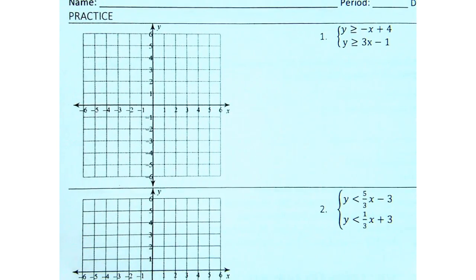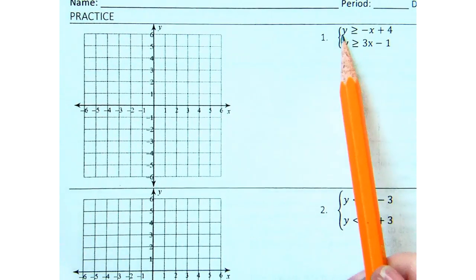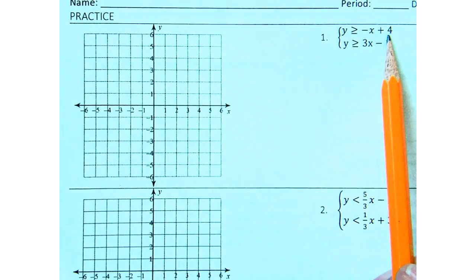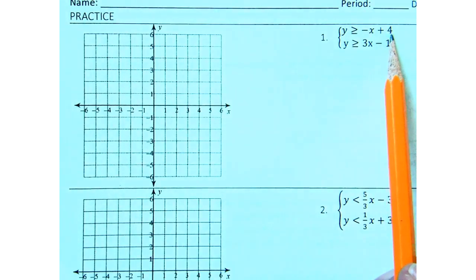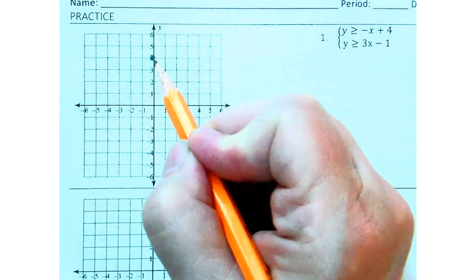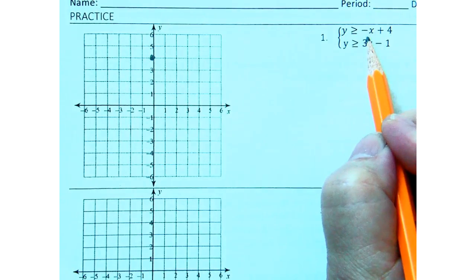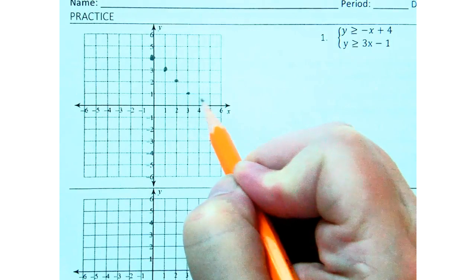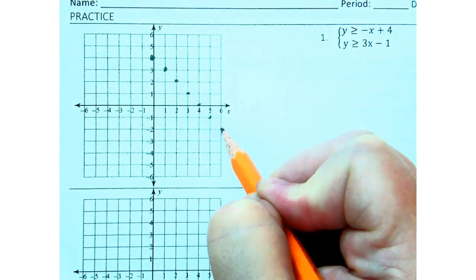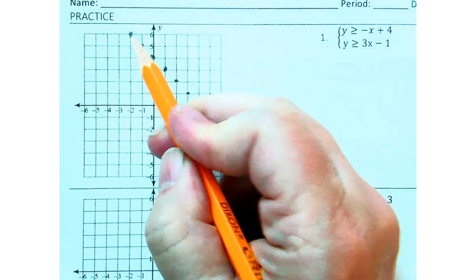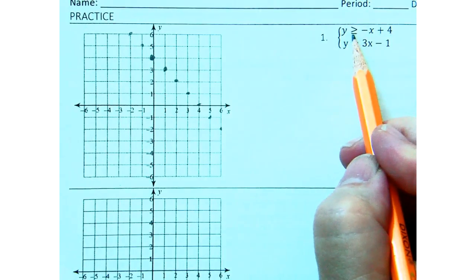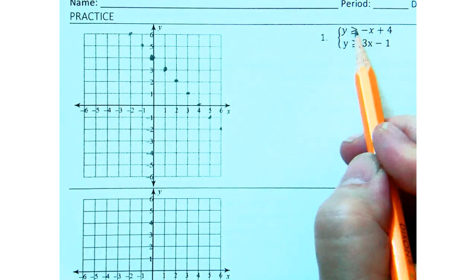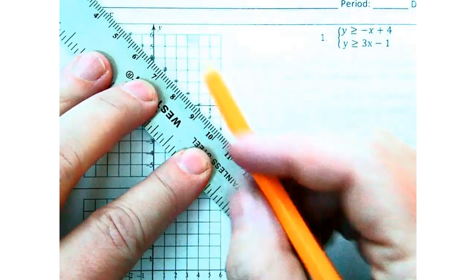In this first example, y is greater than or equal to negative x plus 4. 4 is our y-intercept. We start at 4, and the slope for this line is negative 1 over 1. So we're going down 1 and right 1. There is a line under the inequality symbol which means or equals, so this is a solid line.